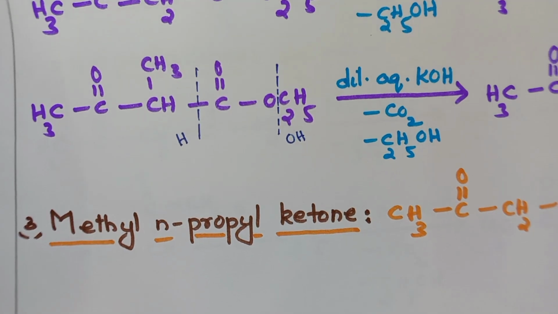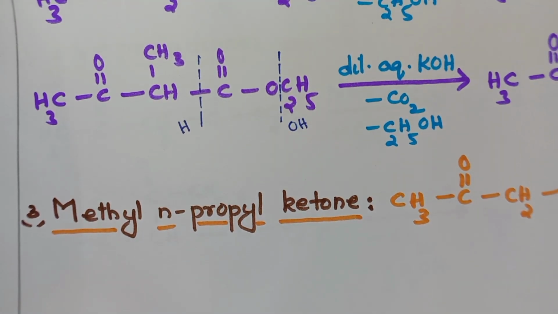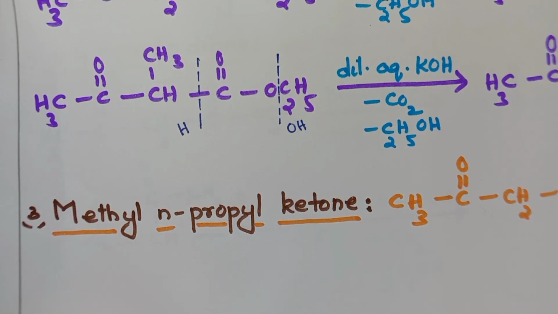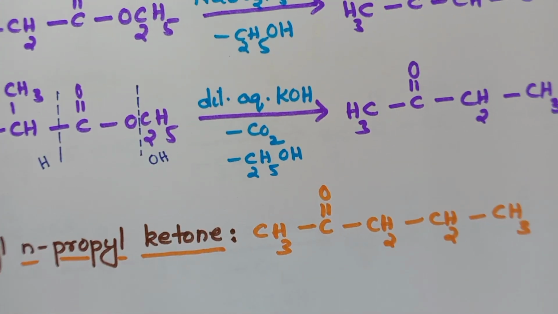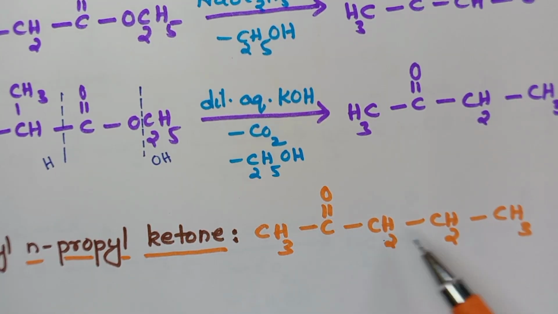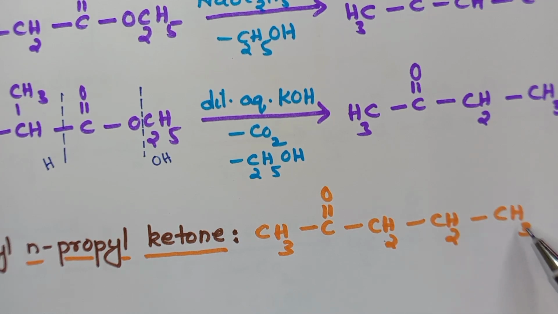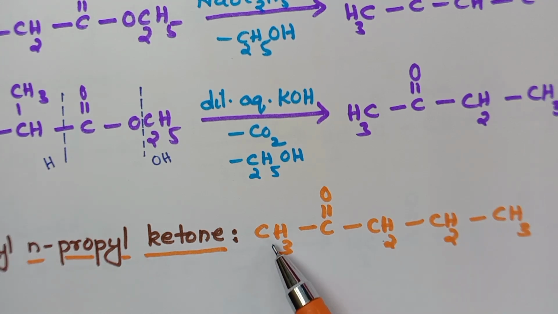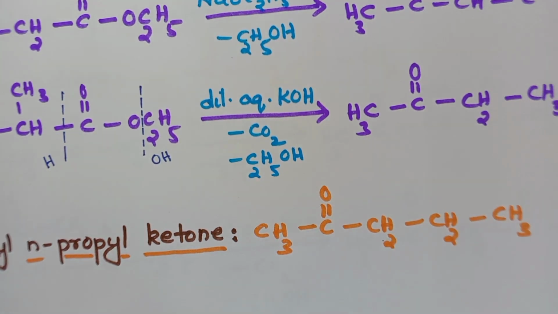Next compound, put the side heading methyl and propyl ketone. That means on one side there is methyl group, on the other side there is a propyl group. Its structure goes like this, students. CH3, C double bond O, CH2, CH2, CH3. Okay. So methyl and propyl. 3 carbons this side, 1 carbon this side. So methyl propyl ketone. Fine.